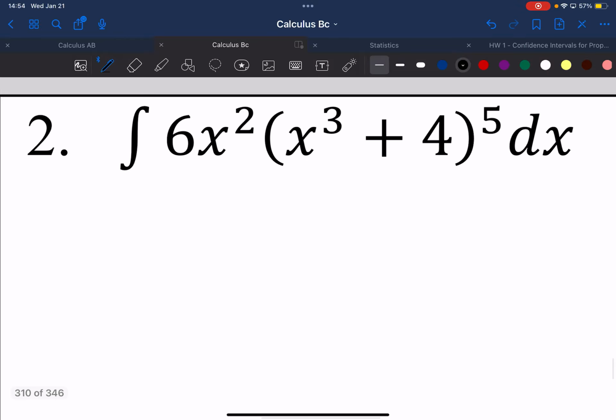Okay, so now looking at number 2, what would you say our u value is?